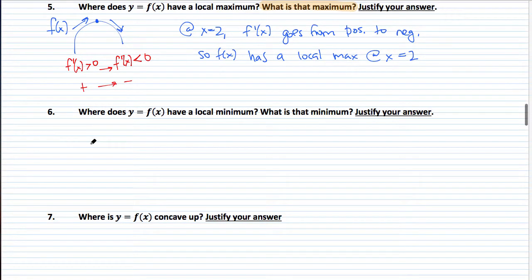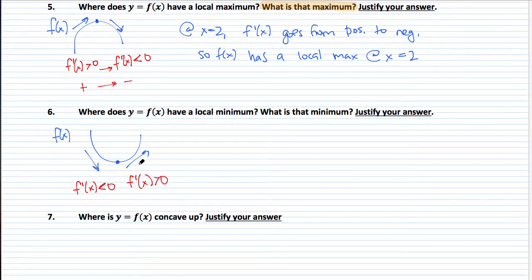So question 6 says, where does f of x have a local minimum? Similar to what we just said above, we're going to use this color. For f of x, we have a local minimum occurring at a location that looks like this. Going toward the local minimum, I have a case where my slope is negative, so f prime of x is negative. And moving away from it, my slope is positive, so f prime of x is greater than 0.